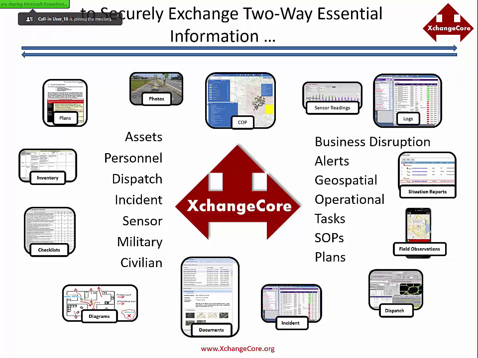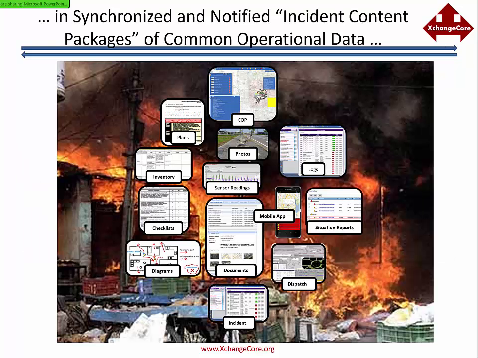And that's a key element of it, is that you connect to applications that approve the exchange of information. And it's a two-way exchange of information. So XchangeCore takes that essential information, whether it's assets or inventory or business disruption or field observation, documents or sensors, geospatial, non-geospatial, anything related to incident management can pass through XchangeCore. And when it does, that two-way passing through XchangeCore, it is synchronized, notified, and turned into content packages.